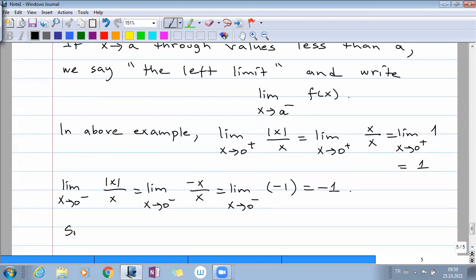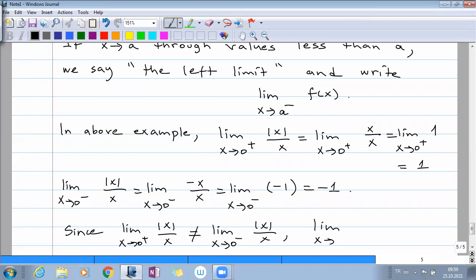Okay, so since the limit as x approaches 0 from the right of this is not equal to the limit as x approaches 0 from the left, the limit itself does not exist. Instead of writing does not exist, we usually write D.N.E. It is not a proper notation, of course, but it means does not exist.